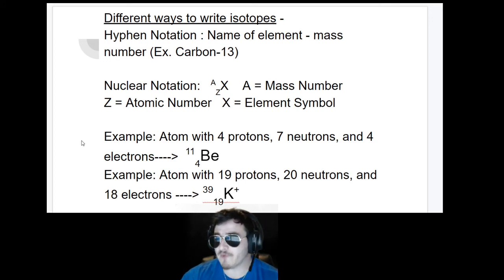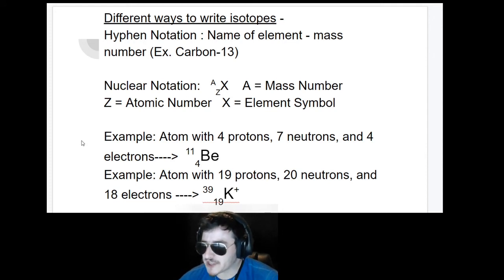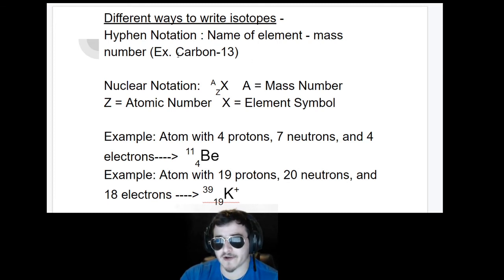There are different ways to write it. Hyphen notation is a way to write specific isotopes. But the main way, the thing that gives you the most information, is known as nuclear notation. And look at it set up right here. Your symbol is the largest part of it, the X. Your mass is going to go in the top left, and the atomic number, the thing that identifies it as the element that it is, is going to go on the bottom left. So it's always bigger number over smaller number.